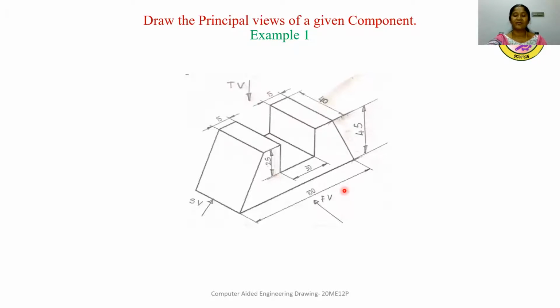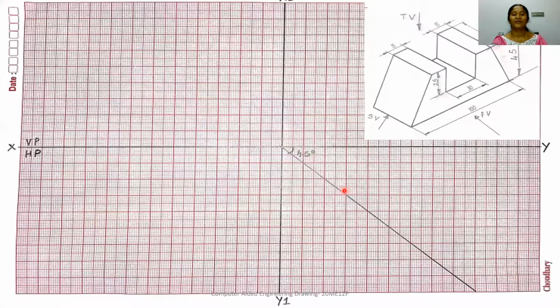So let's see how to draw these views in the sketchbook. Before drawing the front view, what are we supposed to do? We are supposed to draw two lines, the XY line and the X1Y1 line. This is the XY line. The area above the XY line represents the vertical plane, and the area below the XY line represents the horizontal plane in first angle projection. So we are supposed to draw the front view in the vertical plane and the top view in the horizontal plane.